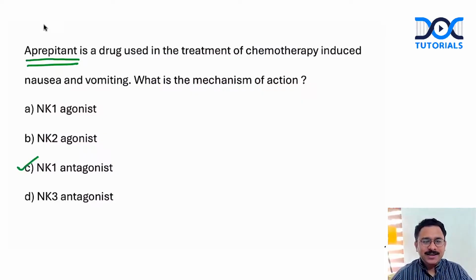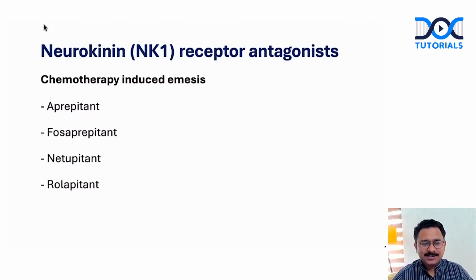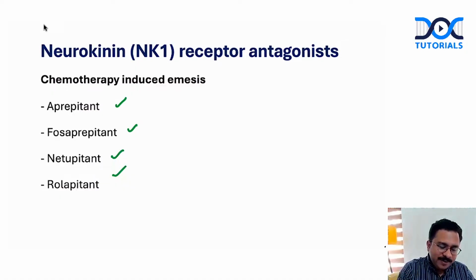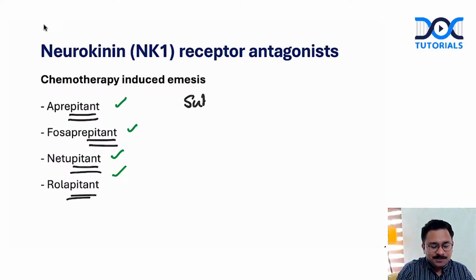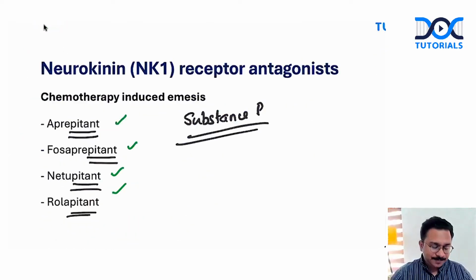So, aprepitant is an NK1 antagonist, a neurokinin receptor antagonist. So basically for chemotherapy-induced nausea and vomiting, you can go for the NK1 receptor antagonists that include aprepitant and the other drugs like fosaprepitant, netupitant, and rolapitant. All of them end with pitant. Why is it pitant? Because it is targeting substance P, which is a type of neurokinin. Okay. So the answer for this question is option C, right?